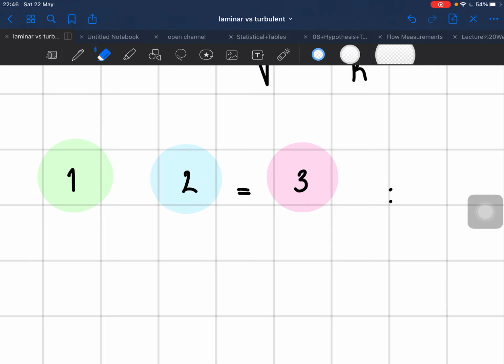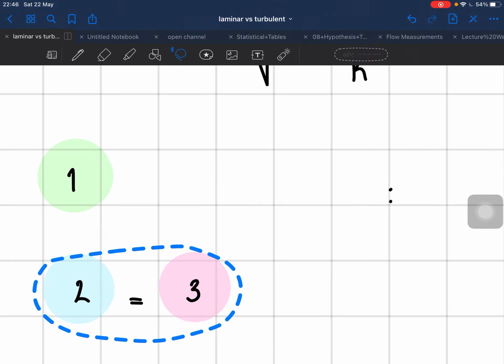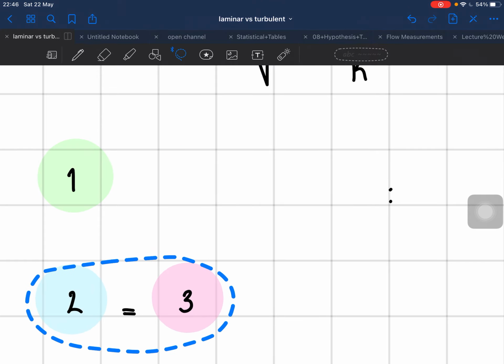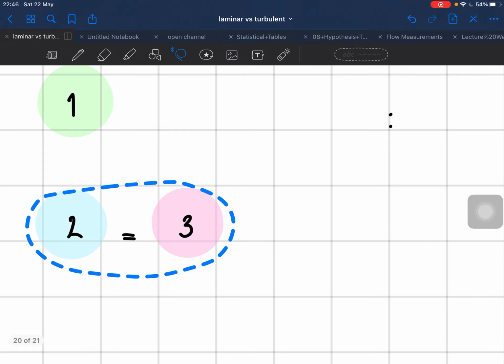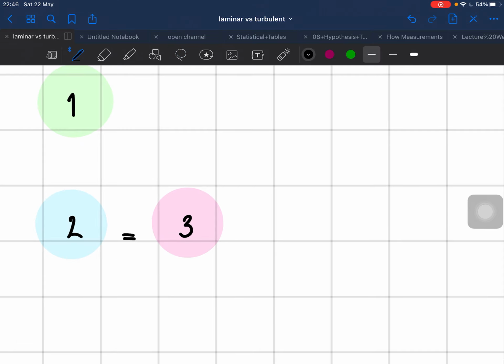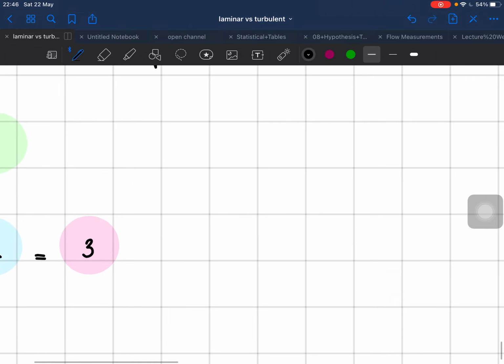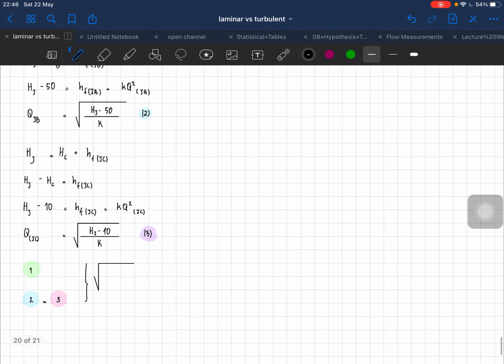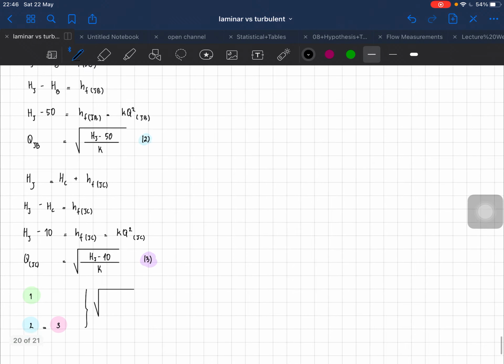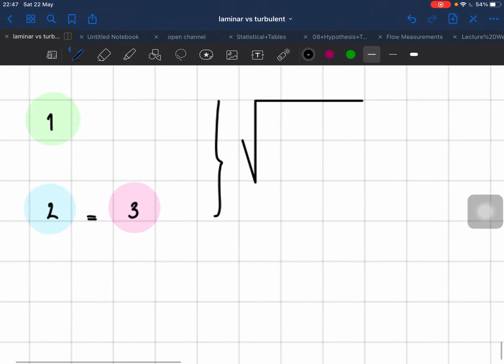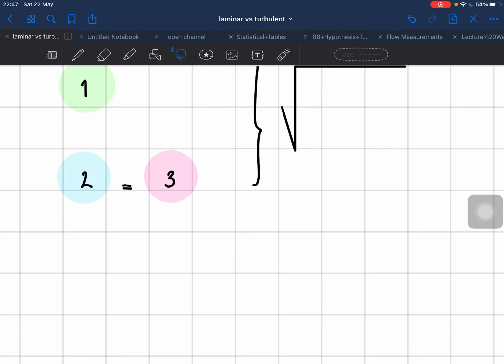And there. 2 equals to this. Huh? So everything here, square root of. I got it.